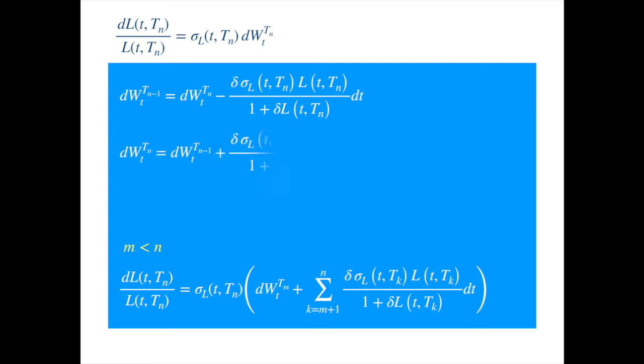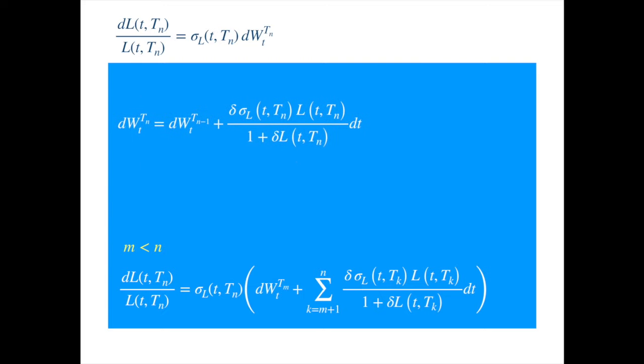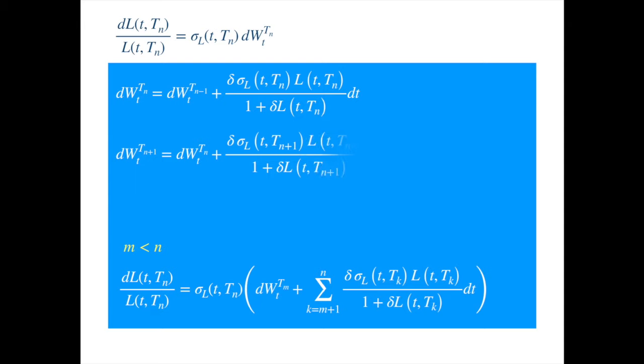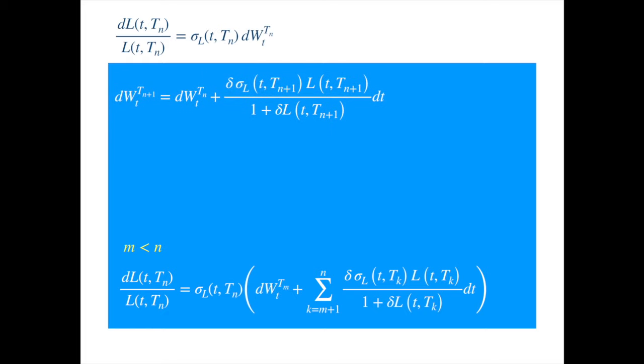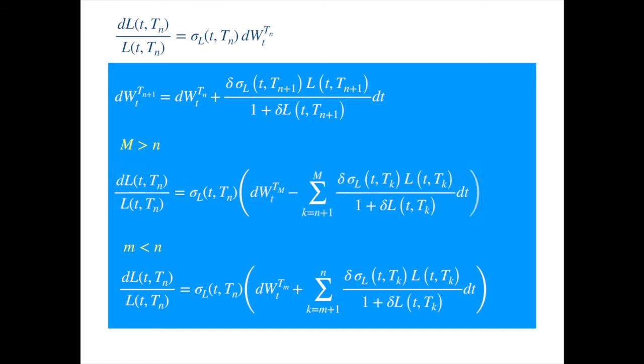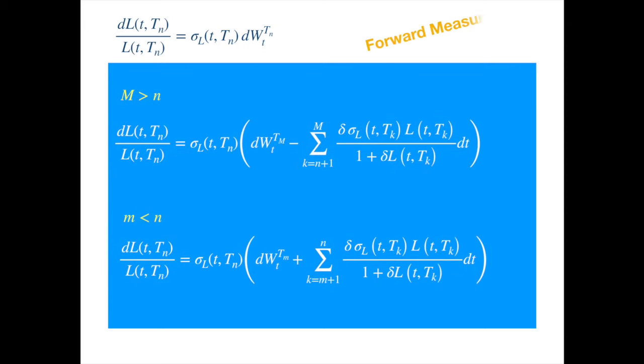Now we can easily deduce what happens if we use a longer maturity bond as the numeraire. We can easily see that the Tn plus 1 Brownian will be linked to the Tn Brownian as follows. We just incremented the n by 1. So when we substitute for the Tn Brownian, the drift will be negative. Simple as that. So in summary, the dynamics of the LIBOR under the forward measure are as follows.